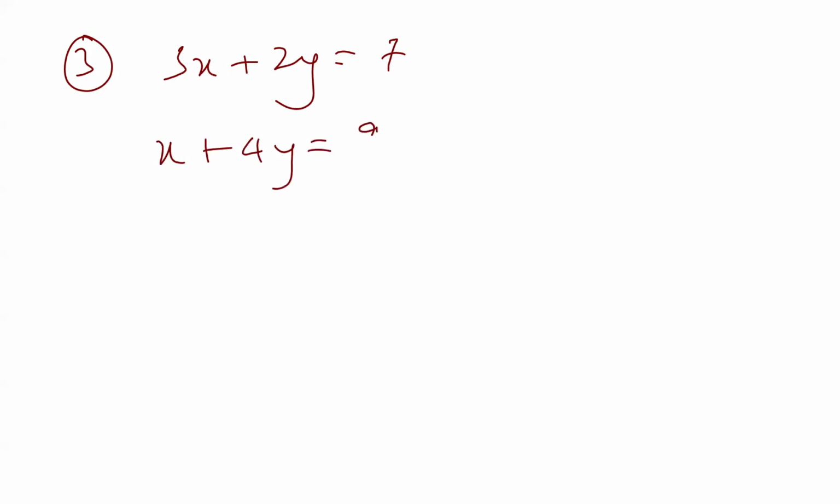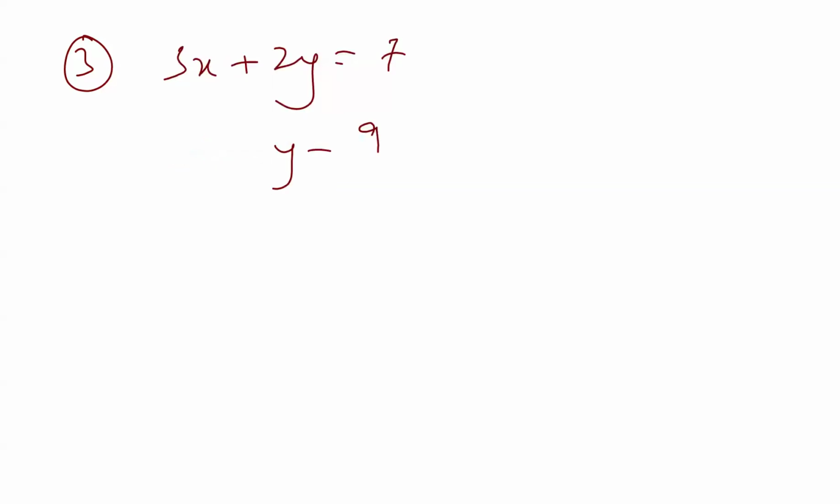Let us start with session number 2 on regression. Exercise 27, question number 3. There are two lines given to you. 3x plus 2y is equal to 7, and the other line is x plus 4y is equal to 9. We need to find out byx and bxy.